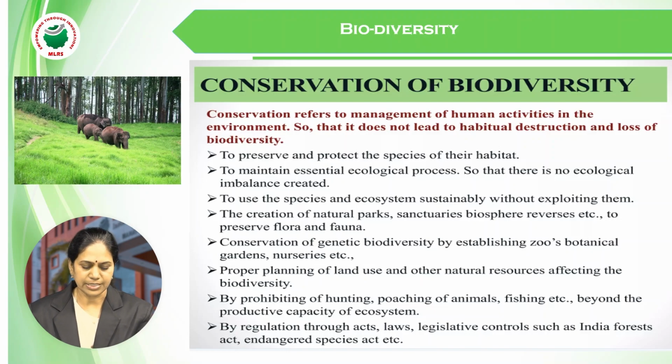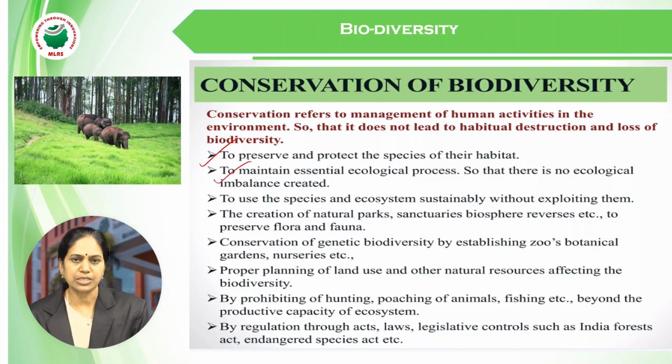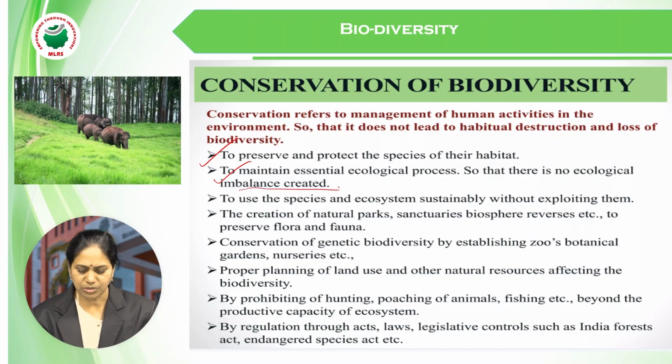Conservation of biodiversity, an introduction. It is to preserve and protect species in their habitat or outside their habitat. So the main intention is protection, giving protection to the species, especially the endangered species. I have mentioned the red list, where we have extinct species and endangered species. The concentration is on endangered species, how protection can be given to them. Then to maintain essential ecological processes so that no ecological imbalance is created. That is what we look forward to in conservation of biodiversity.